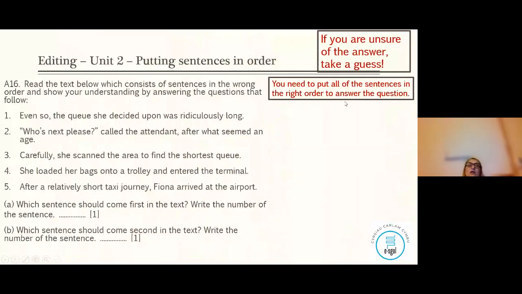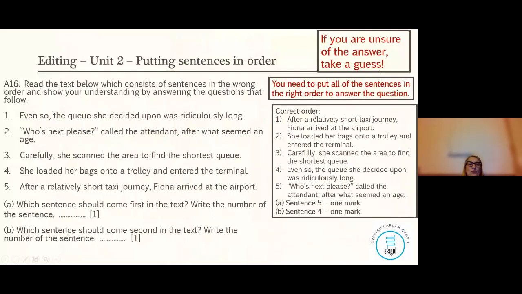Okay, and then you will generally always get one of these tasks. So it's sentence sequences. Okay, so putting sentences in order. So read the text below, which consists of sentences in the wrong order, and show your understanding by answering the questions that follow. So I would always put all of the sentences in the right order to answer the question. Okay, you can't really just look at the sentences and try and guess which are in the right order. You need to put all of the sentences in the right order to enable you to determine what the answers are. So I would always try and put them in the correct order.